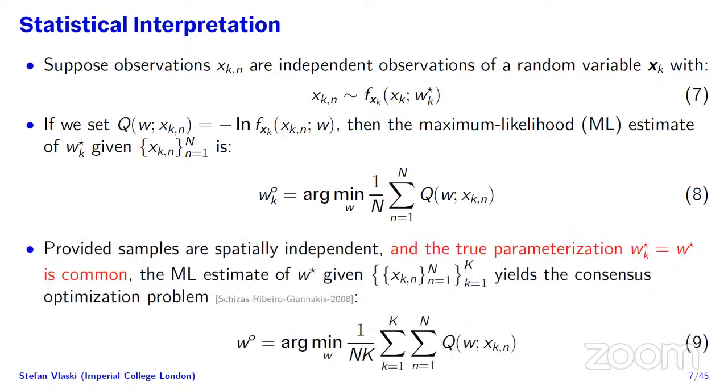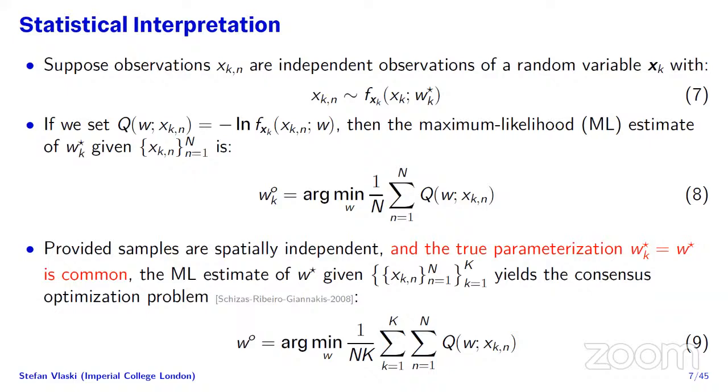Now, if you assume that your data is spatially independent, and that the true parameterization is common, so w_k star is equal to w star, then the maximum likelihood estimate of w star given the collection of data across all agents is exactly this consensus optimization problem that we formulated, okay? This is an observation that has been made quite a while ago.